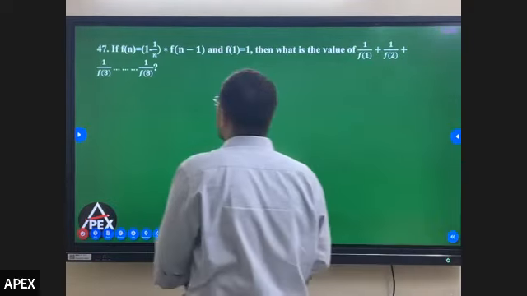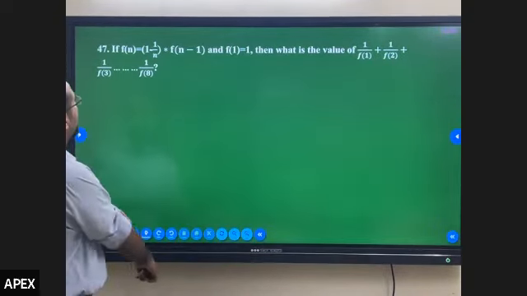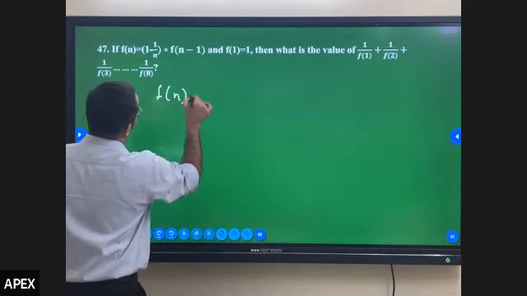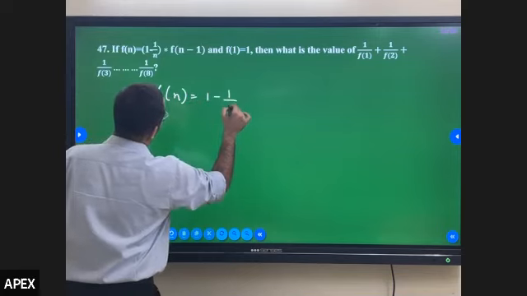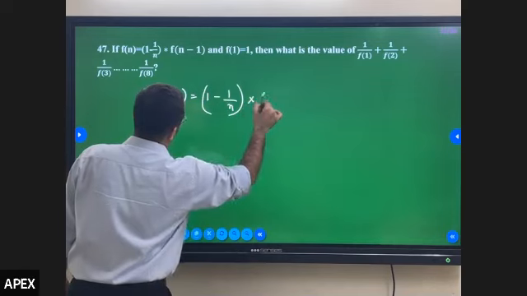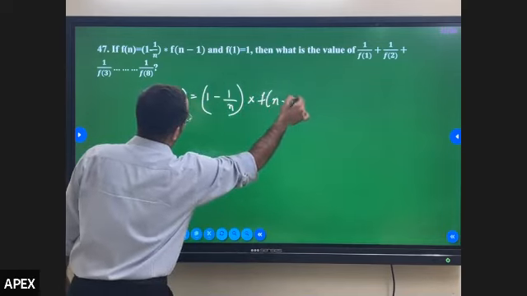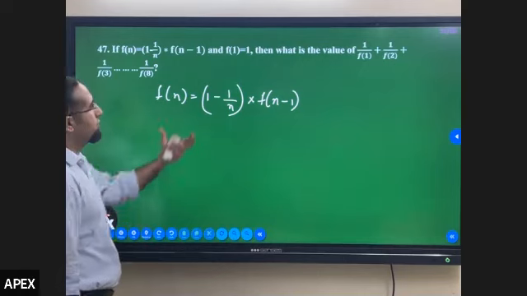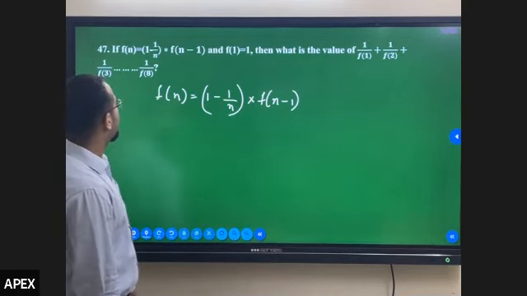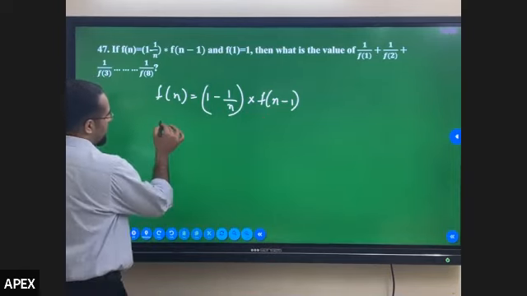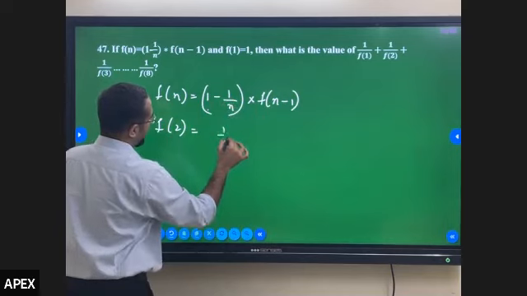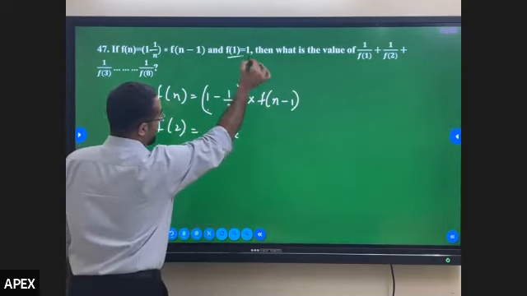36. So f of n is equal to 1 minus 1 by n into f of n minus 1. That is the previous term, right? So current term is equal to this fraction into the previous term, right? So if f of 1 is equal to 1, what is f of 2? F of 2 will be 1 minus 1 by 2, that is 1 by 2, into the previous term, which is 1.